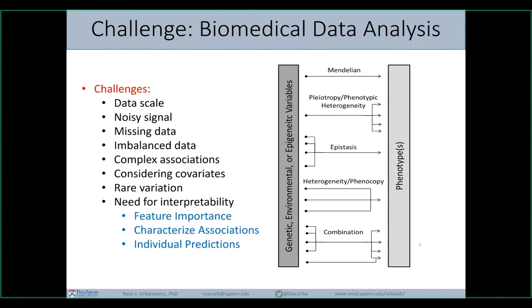Some other challenges include dealing with covariates, which is not something that's always thought about in machine learning. How do we deal with rare variation in variables in our data? And of course, in medicine and a lot of fields, interpretability is really key. We can start to address the interpretability of our machine learners by asking questions about what features were important in our data set, what variables characterize these different complex patterns of association and distinguish them from simple ones that exist in our data, and how to use them to make individual predictions on new data.